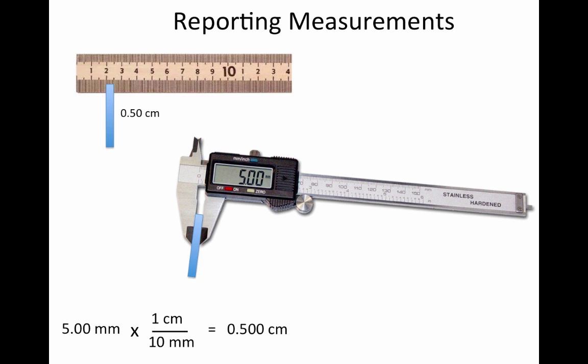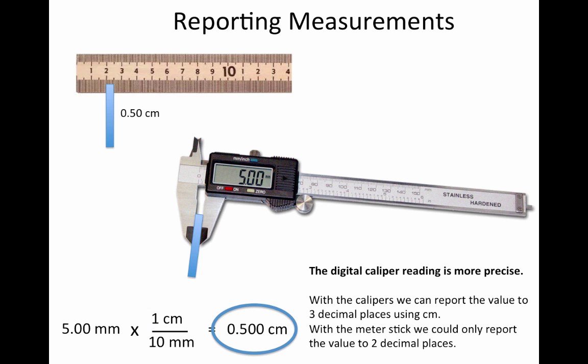Well, let's see. If we convert from millimeters to centimeters, we can compare. The conversion between those units in our metric system is 1 centimeter is 10 millimeters. That's a precise, exact relationship. And so if we do a little dimensional analysis, we see that 5.00 millimeters would be 0.500 centimeters. So with the calipers, we have a more precise reading. With the calipers, we can report the value to 3 decimal places using centimeters. With the meter stick, we could only report the value to 2 decimal places.